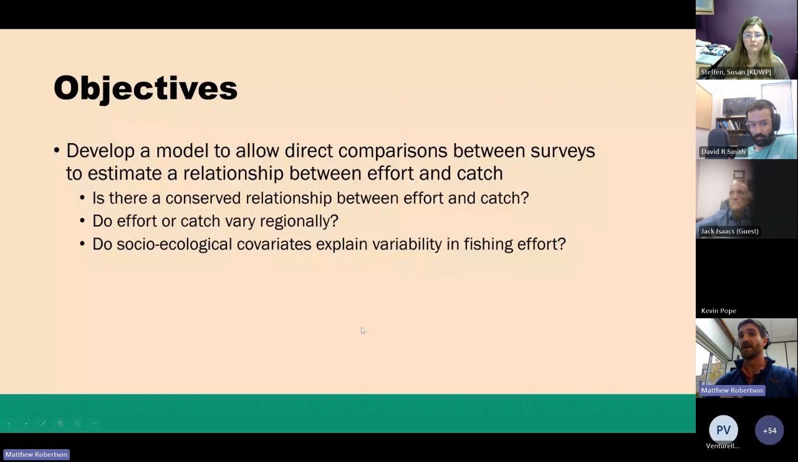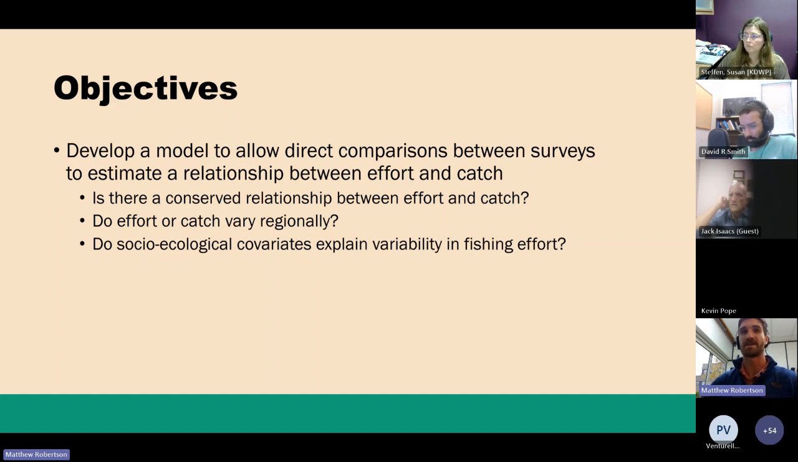And so the goal of the paper that I'm talking about today was to use this new database and see if we'd be able to develop a model that would allow us to compare creel surveys across boundaries. Specifically, we were interested in seeing if we could compare these different surveys to create a relationship between effort and catch that would be consistent among all the surveys that we had data for.